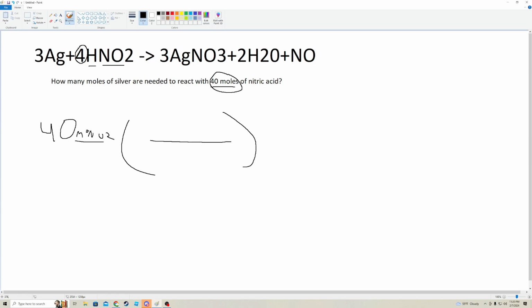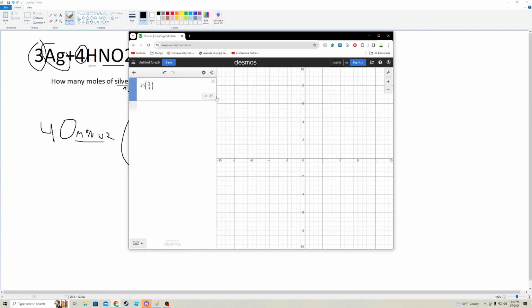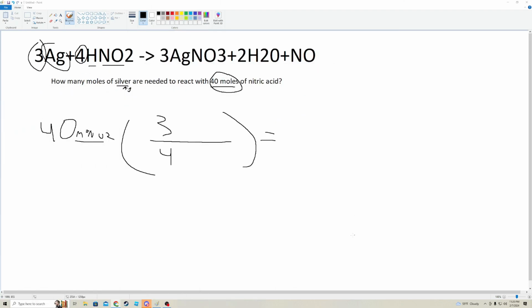So this has 4 molecules. So this is going to be 4 down here. And then this right here is going to be the molecules of what you're trying to find. So we're trying to find silver, which is Ag. So that's right here. You can see we have 3 molecules of Ag. So we multiply that, it's going to be 3/4. This will be equal to, you can see here, 30. So it would take 30 moles of Ag to react with 40 moles of nitric acid.